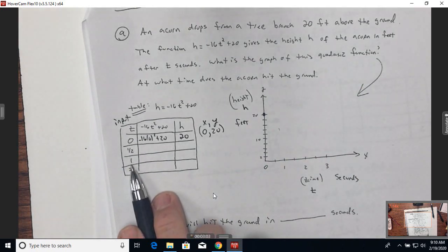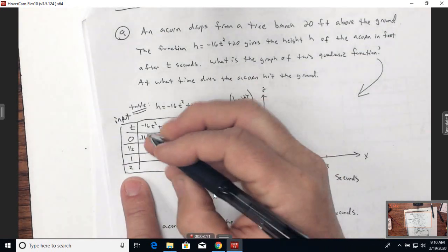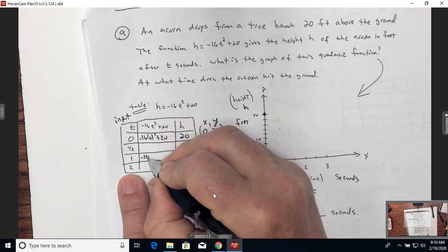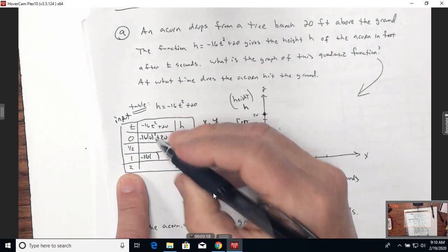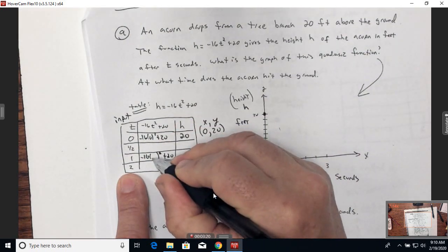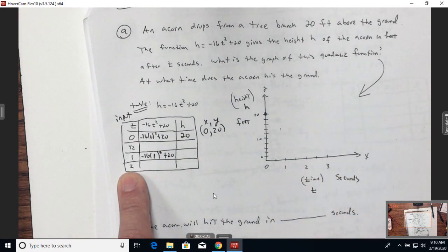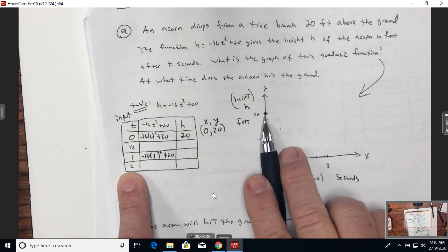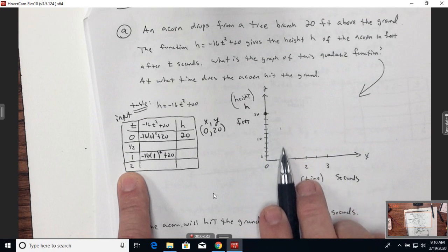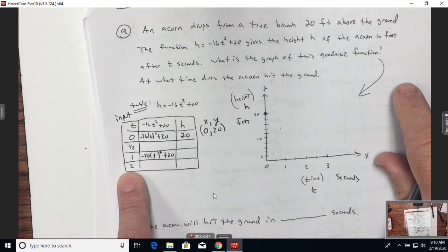Which one looks easy to calculate with pencil and paper? The 1/2 or the 1? So let's do the 1 with pencil and paper. And then I'll show you how to come up with this table if we were not using pencil and paper. So this would be negative 16 times the time squared plus 20, and the time here is 1 second. So after 1 second, how high is the acorn above the ground after dropping? So this 0 means initially you start off at 20 feet. Then after 1 second, how high above the ground is the acorn? Or did it already hit the ground? That's what we want to look at.